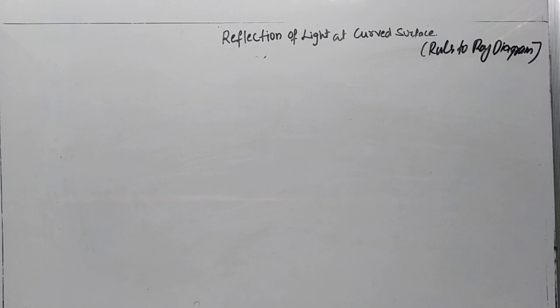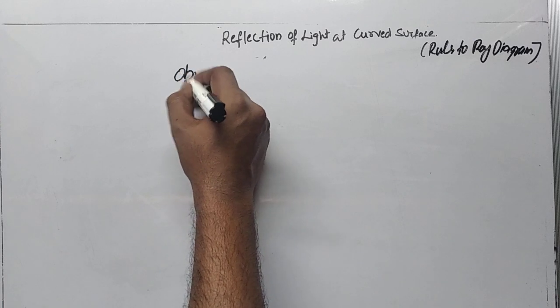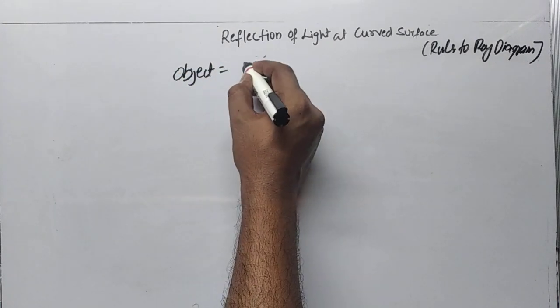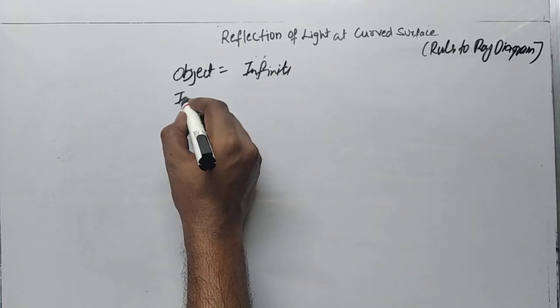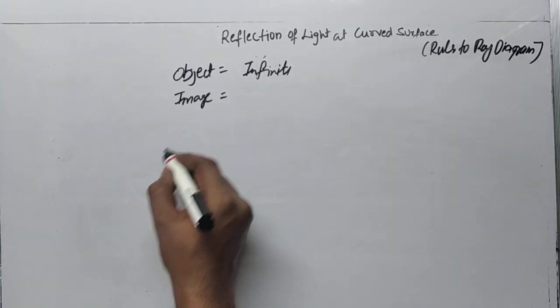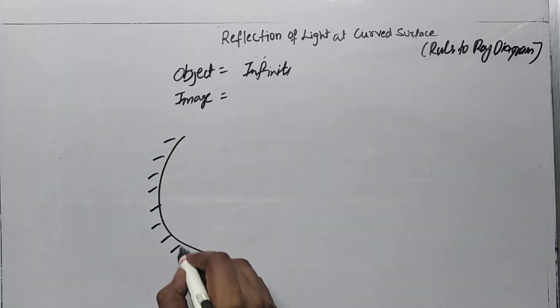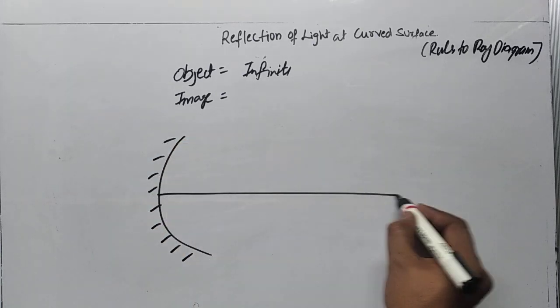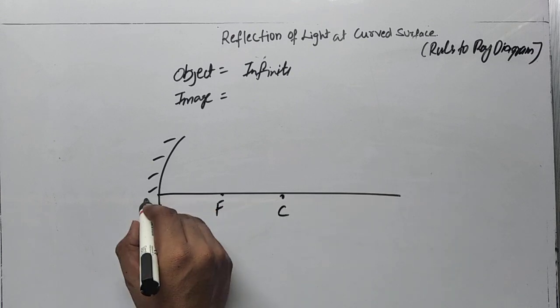Okay, now we will be learning about 6 cases related to the concave mirror. So the first case is when the object is at infinity. I am just writing the position of an object. The object will be at infinity and we have to find the position of the image. Okay, so I am just drawing a concave mirror. This is on the principal axis, center of curvature, focus, pole.